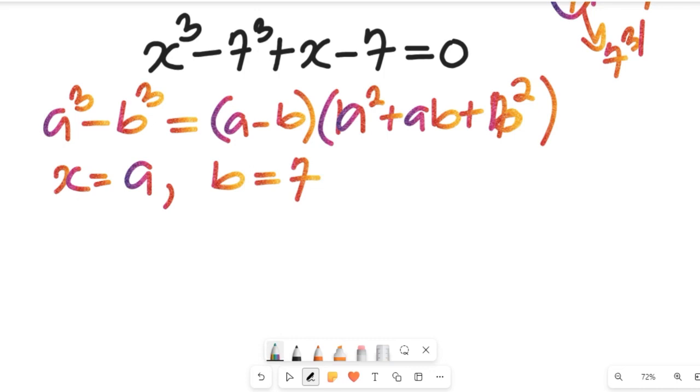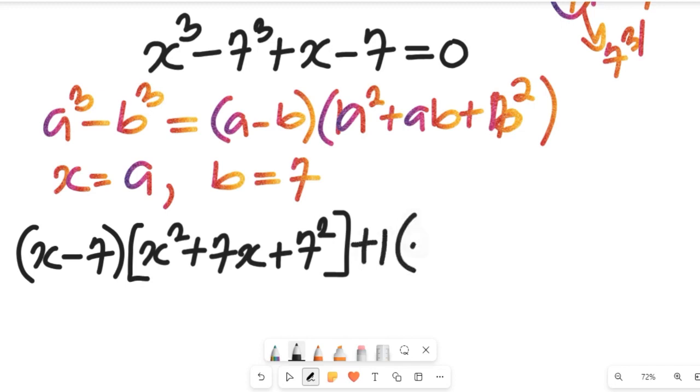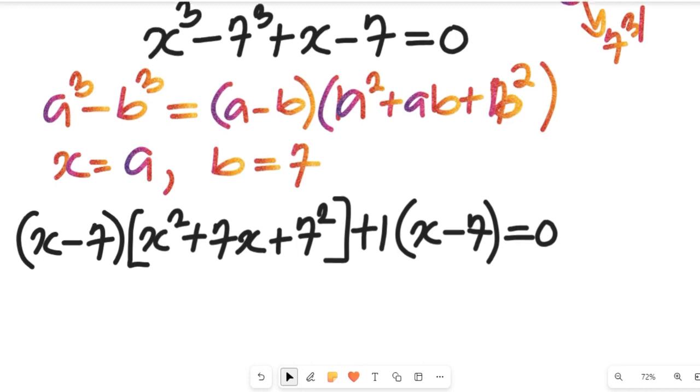So we have x to the power of 3 minus 7 to the power of 3. That will simply give me x minus 7, right? And then I'll have left x squared plus 7 times x, which is 7x, plus 7 squared, right? That completes that equation. So this other one will give me plus 1 multiplied by x minus 7, and all this will be equal to 0. So I've expanded that expression.